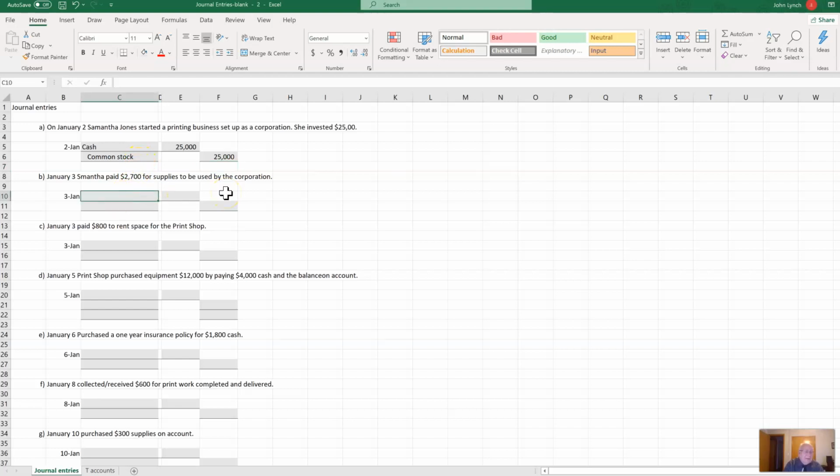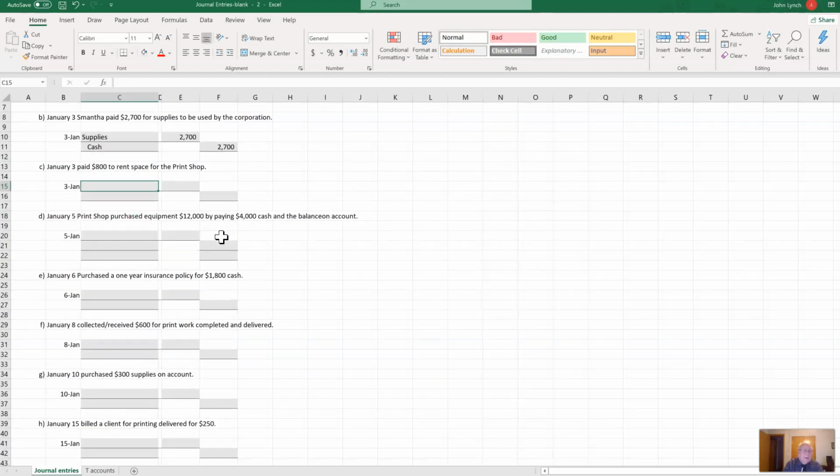On January 3rd, Samantha paid $2,700 for supplies to be used by the corporation. Okay, so on this one, she paid, so we decreased the cash. That means that cash is going to be a credit. But what did we purchase? Well, we purchased supplies. So we want to increase the asset supplies by $2,700. We know debits always go first, and then we want to decrease our cash account by $2,700.